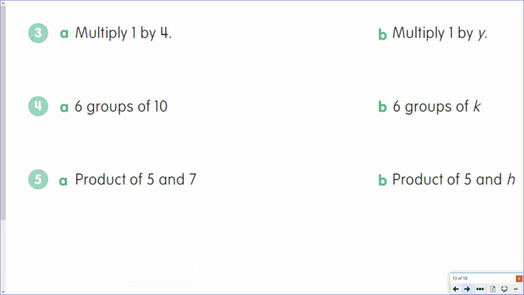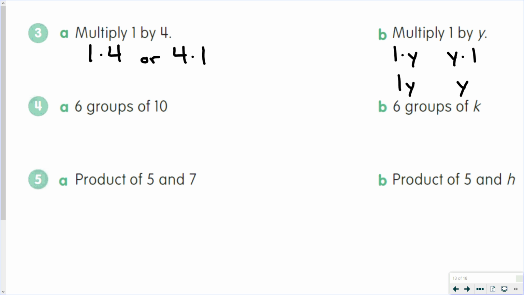So we're going to multiply 1 by 4. So we could have 1 times 4 or 4 times 1. Now, since it's numeric, we would leave it like that. We wouldn't just write down 4 since we're multiplying by 1. However, with multiply 1 by y, I would take 1 times y, I would take y times 1, I would take 1y, or I would just take y.